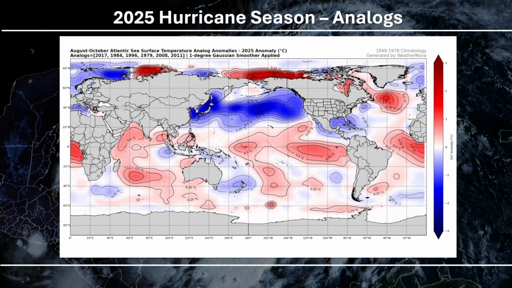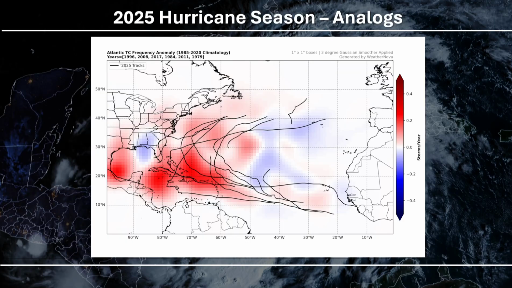Now, one thing where this did go well was the track density forecast. And you can see now this is that same map that I showed you earlier compared directly to the 2025 hurricane tracks. And this generally verified very well. You can see exactly where the analogs expected the most frequent hurricane activity track was generally matched by the hurricanes that we had this hurricane season.